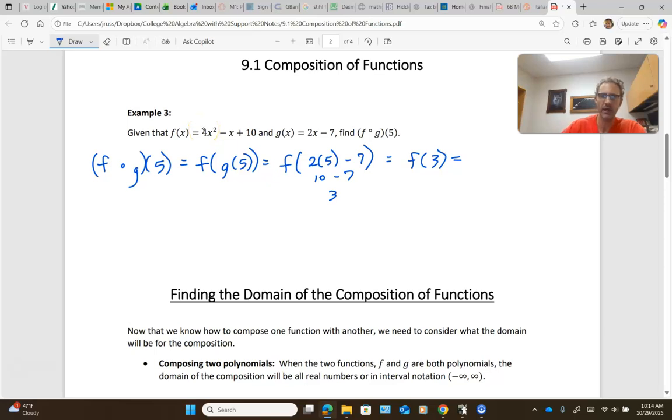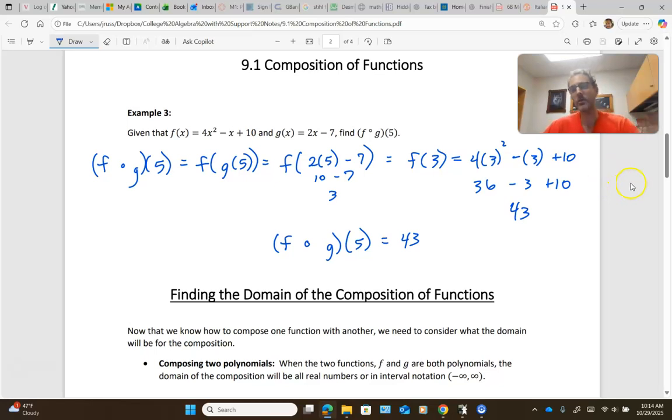Well, f is this quadratic, so we'll have 4 times 3 squared minus 3, and then plus 10. So we'll do our exponents first. 3 squared is 9. 4 times 9 is 36, minus 3 plus 10. And you can probably do this in your head. 36 and 10, that's 46. Take away 3 is going to give us 43. So f composed of g of 5 is equal to 43.